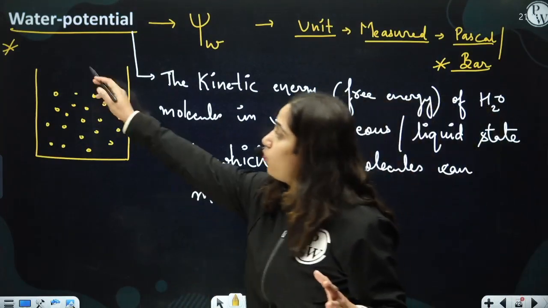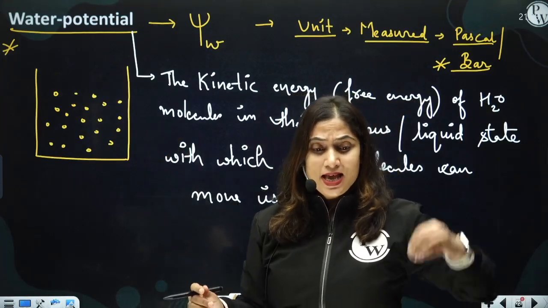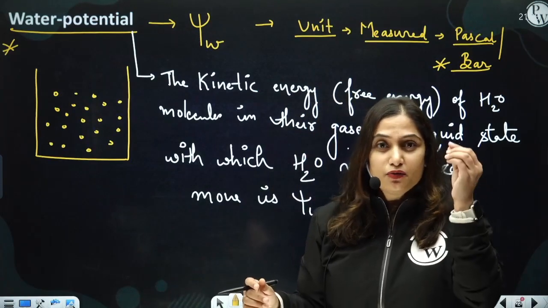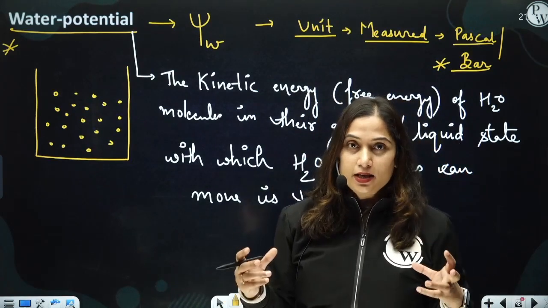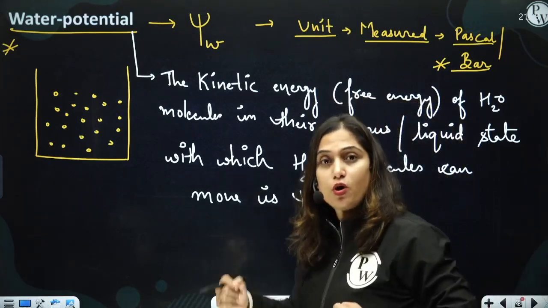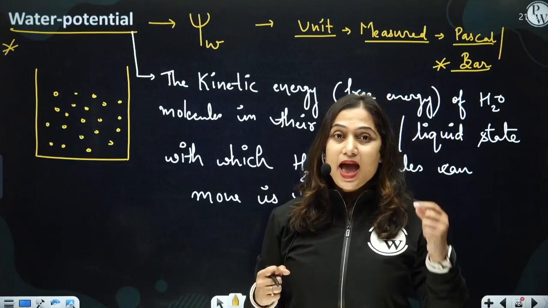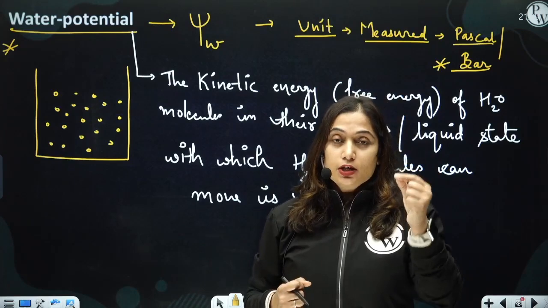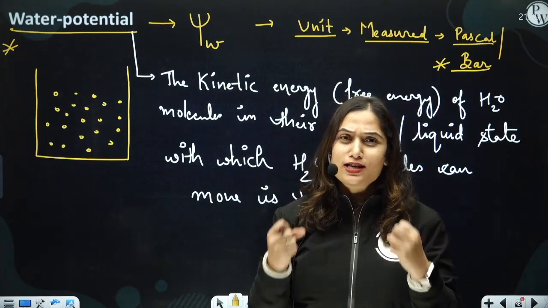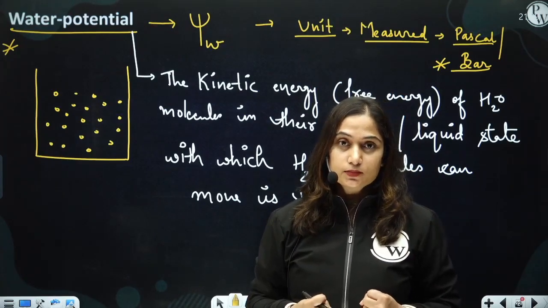When the water is in its pure state, the molecules of water have a certain free energy and a kinetic energy with which the water molecules can move from a higher concentration to a lower concentration. The kinetic energy, the free energy of the water molecules with which they can move, is called the potential of the water, and that is called water potential.